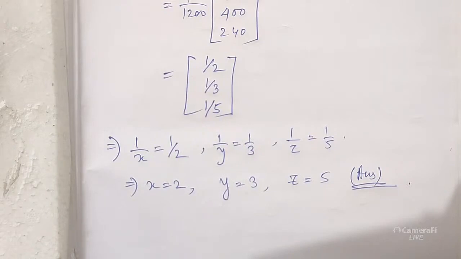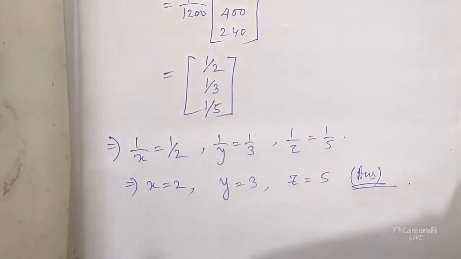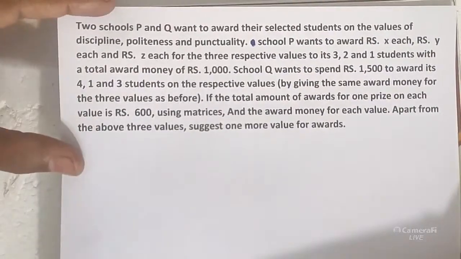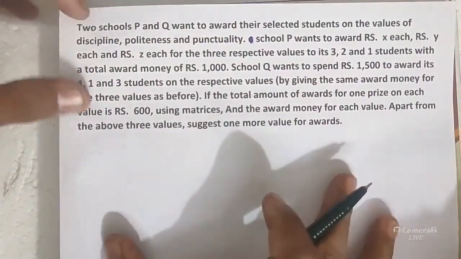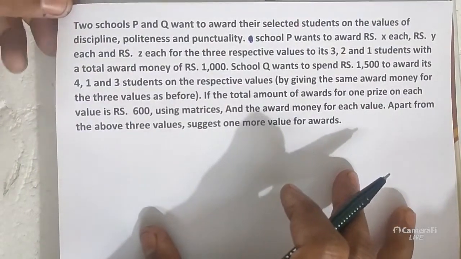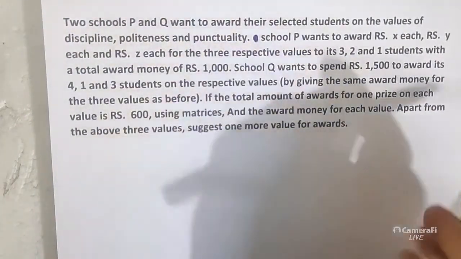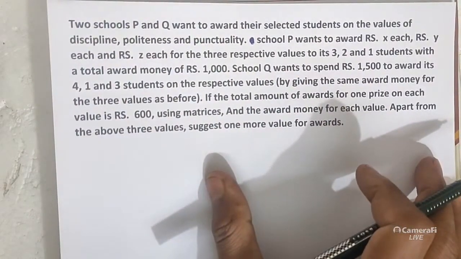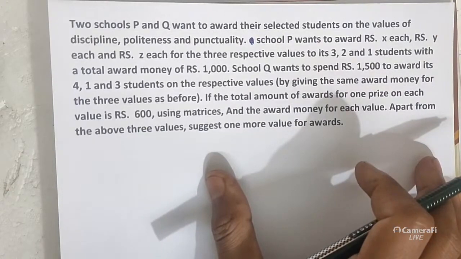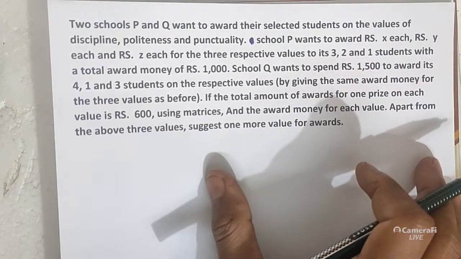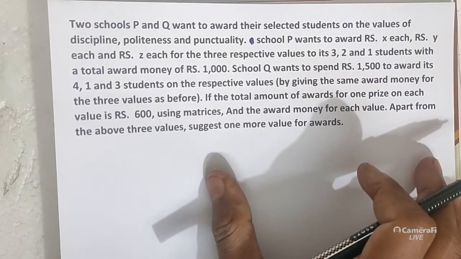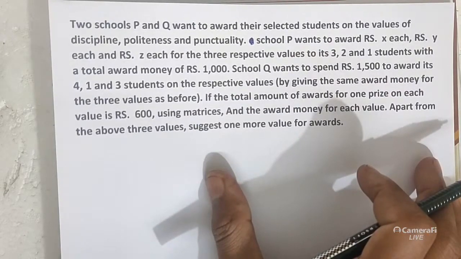Now in the next question we will solve a word problem. Here the problem is given. This is the third type. From this word problem, first we have to form the linear equation, then solve it by the matrix method.